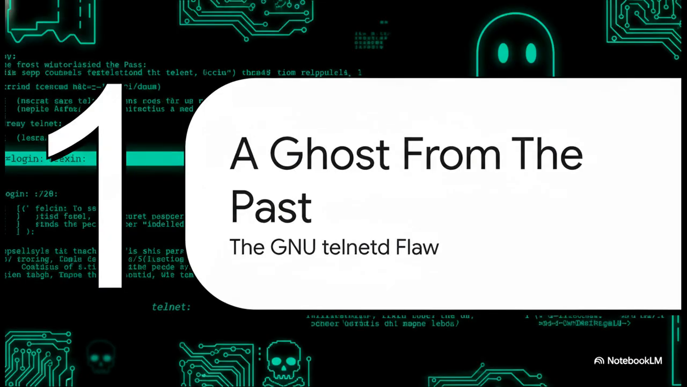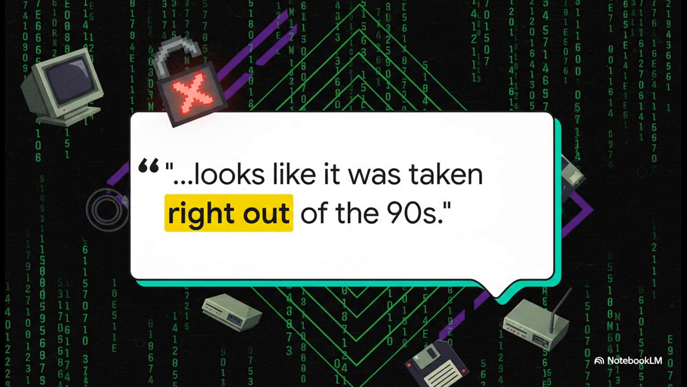Okay, so let's properly introduce this thing. We're talking about a critical authentication bypass vulnerability in GNU's version of the Telnet daemon. You know, that old school tool for logging into servers remotely. This isn't just a bug, it's like a ghost from the 90s came back to haunt our modern networks. And you know, the security community's reaction really says it all. SafeBreach Labs nailed it when they said this bug looks like it was taken right out of the 90s. And that's the crazy part. The fact that this survived for over a decade is just shocking. It's the kind of thing that sticks around because everyone just assumes it's old, stable, forgotten code.